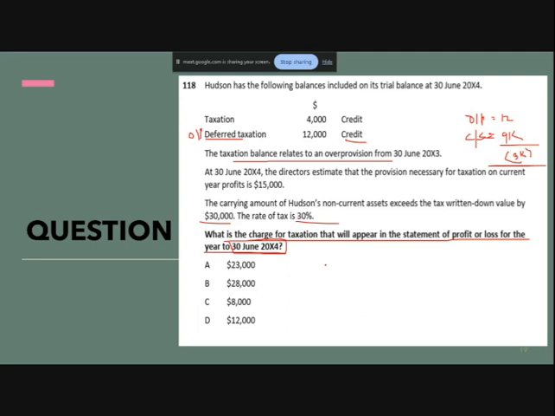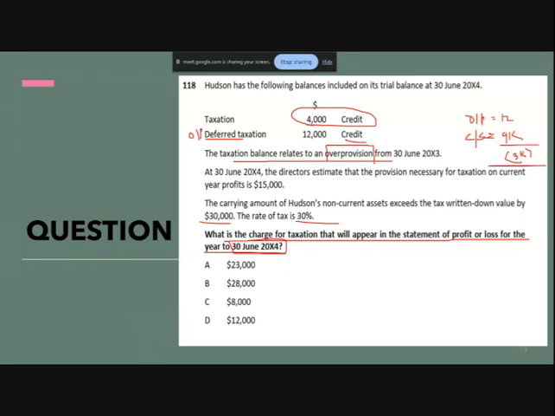4,000. 12,000. How much did you get? Answer, 12. No, wait. What's the current year estimate? 15,000, right? So it's an over provision. How much is the over provision? 4,000. I'm talking about the provision, under or over provision. You forgot to take this amount. Okay, so it's an over provision.